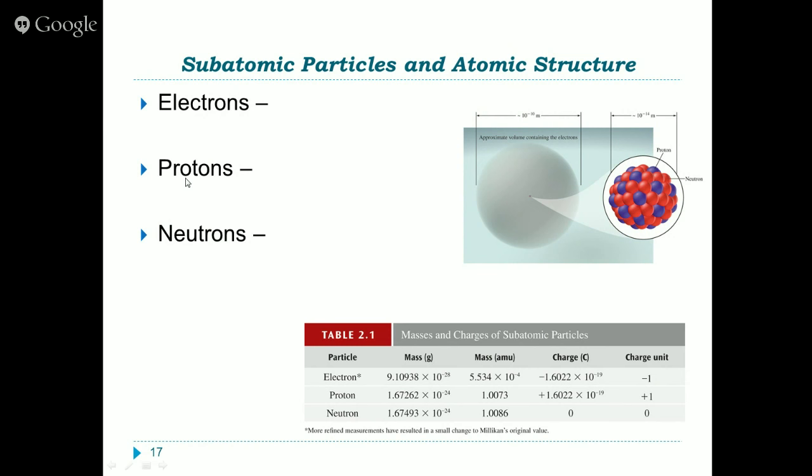So the P for proton is P for positive. Neutrons are also found in the nucleus, and they are neutral. So neutron is neutral, meaning that they have 0 charge. Notice that the proton and the neutron are almost identical in mass. So once again, nucleus only contains protons and neutrons. Outside of the nucleus, we see all of our electrons.